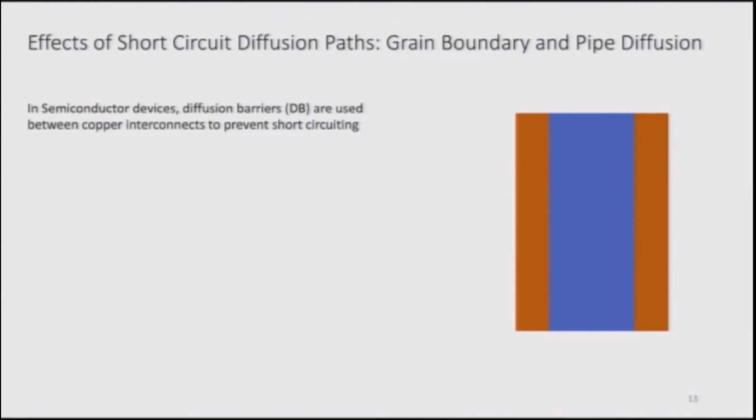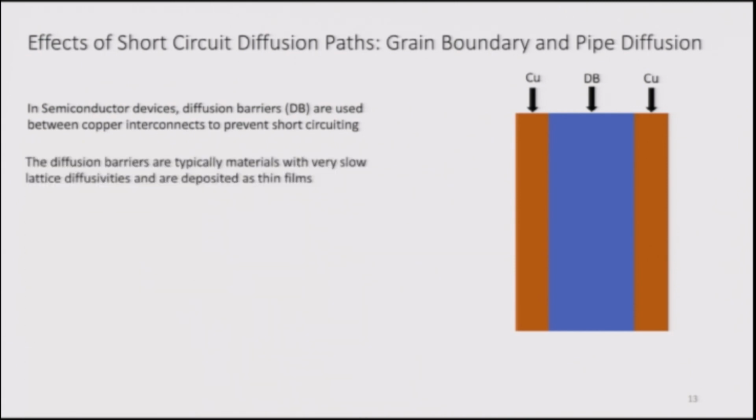Similarly, this grain boundary diffusion or pipe diffusion may become problem in service in certain devices and systems. For example, in semiconductor devices, diffusion barriers are used between copper interconnects to prevent short circuiting. So, I have shown a schematic here. There are two copper interconnects which are separated by this diffusion barrier denoted as dB here. The diffusion barriers are typically the materials with very slow lattice diffusivities, and they are deposited as thin layers or thin films.